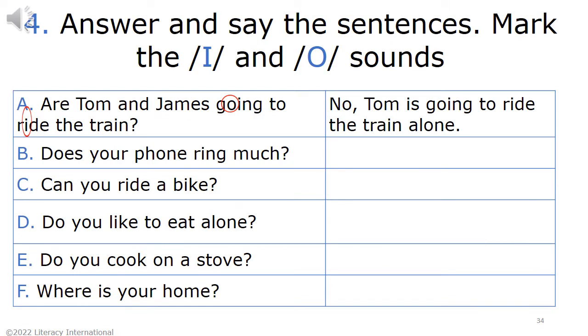4. Answer and say the sentences. Mark the I and O sounds. For example, A. Are Tom and James going to ride the train? No, Tom is going to ride the train alone. B. Does your phone ring much? C. Can you ride a bike? D. Do you like to eat alone? E. Do you cook on a stove? F. Where is your home?